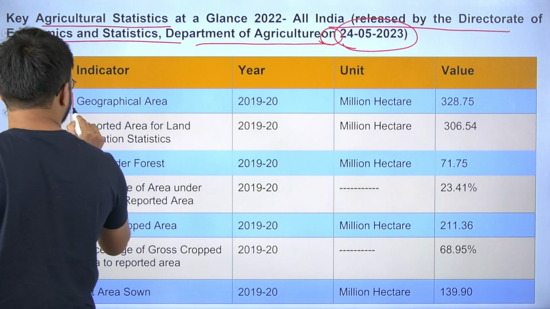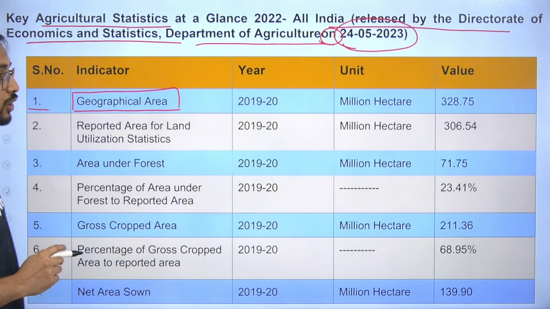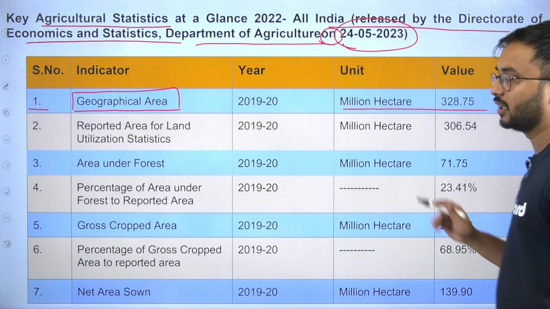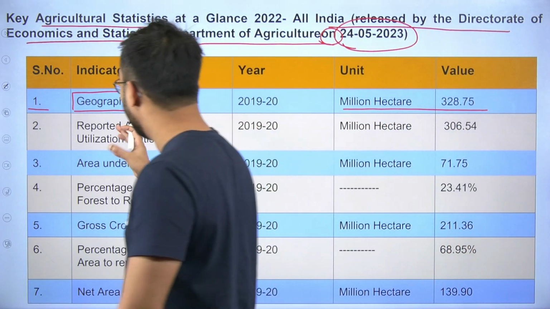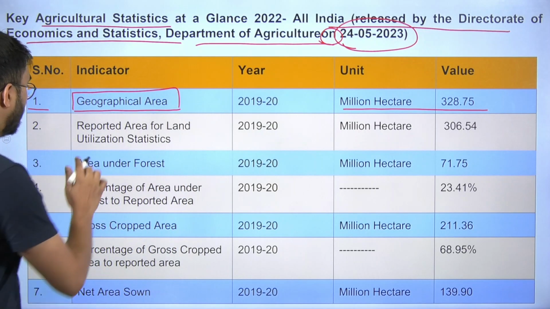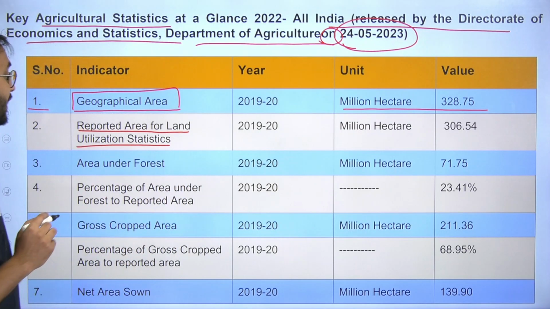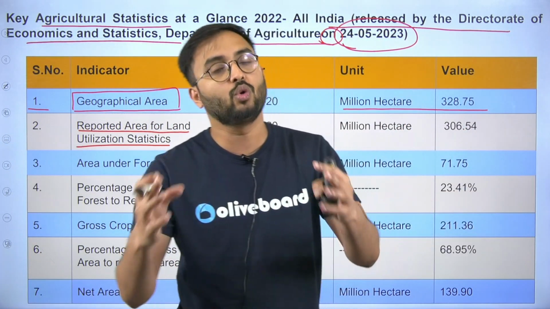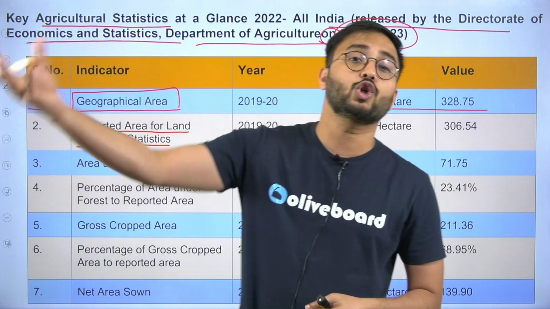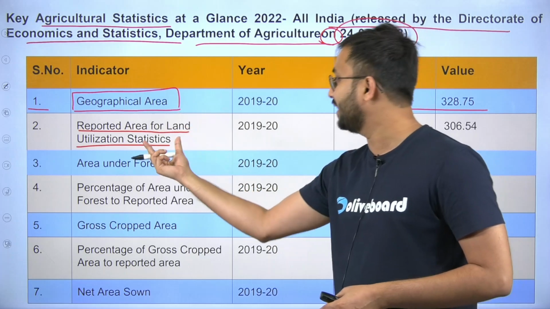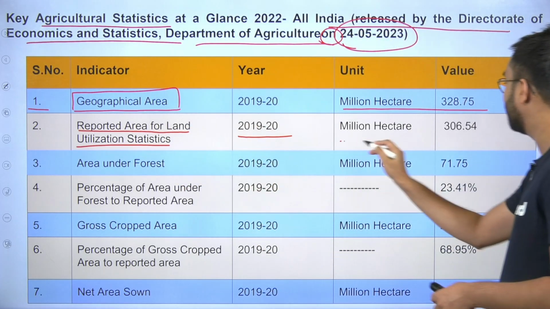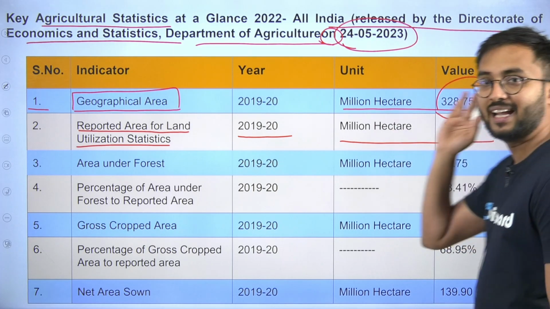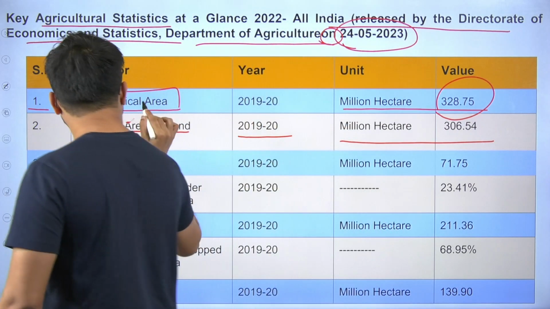First thing we are going to look at is the total geographical area. Total geographical area is 328.75 million hectares. You should always know this, because this is the total area which is in our hand for cultivation. Now, reported area for land utilization statistics. What is reported area? Reported area is the on-the-ground theoretical value which you get through schematics, through the map, or through geospatial analysis. This particular area is 306.54 million hectares out of the 328.75 million hectares. So this is the reported area, the actual area you may say.